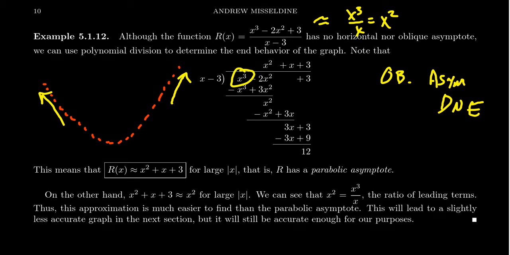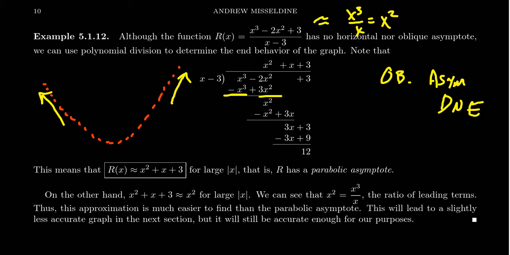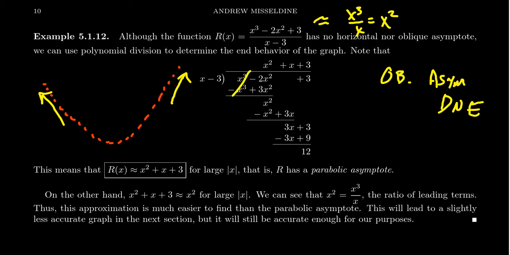So we take x cubed divided by x, that gives us x squared. If we multiply x minus 3 by x squared, we get x cubed minus 3x squared. Subtracting, the x cubes cancel. Negative 2x squared plus 3x squared gives us an x squared. We then repeat the process. Take x squared divided by x, that'll give you an x, times x minus 3 by x, you're going to get x squared minus 3x. The x squareds cancel. We get a 3x. Bring down the 3, of course. Then you're going to ask yourself, well, x divides into 3x 3 times. There is some more to be done here, but we don't need it because this gives us the asymptote, the quotient. We don't need the remainder. And so our function will be approximately the same thing as the parabola, x squared plus x plus 3, as x goes towards infinity.